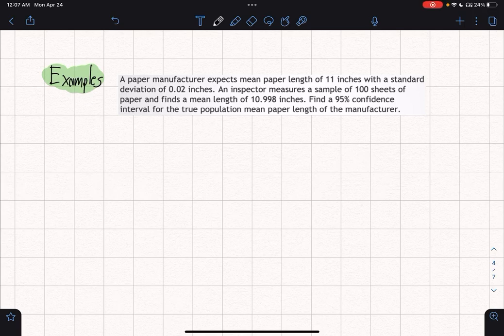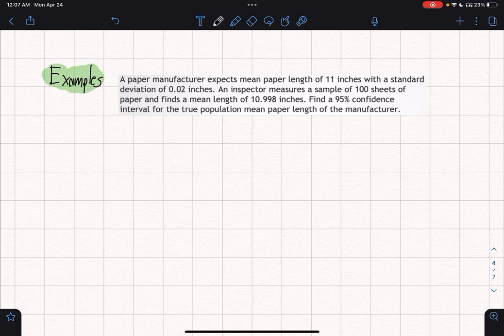Okay, so let's practice the confidence intervals that we just learned about. A paper manufacturer expects mean paper length of 11 inches with a standard deviation of 0.02 inches. The inspector measures a sample of 100 sheets of paper and finds a mean length of 10.998 inches. Find a 95% confidence interval for the true population mean paper length of the manufacturer.